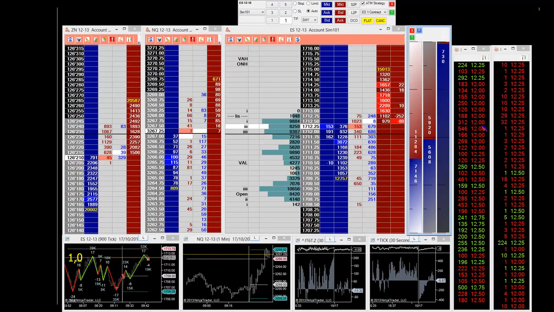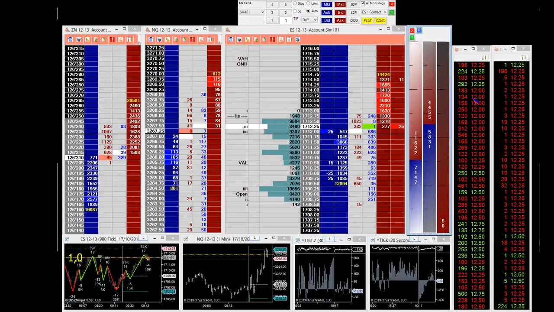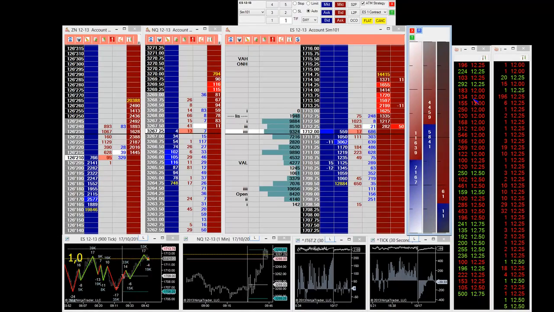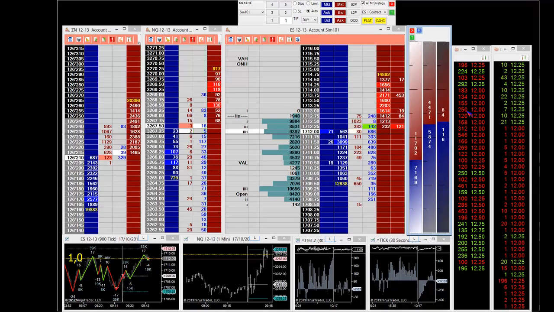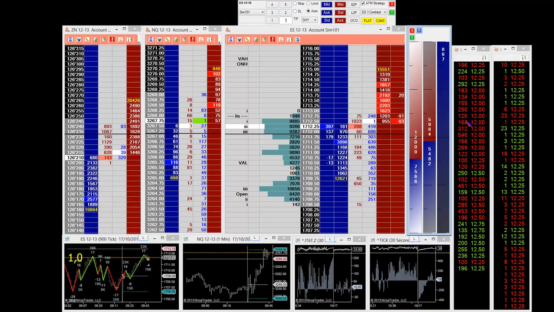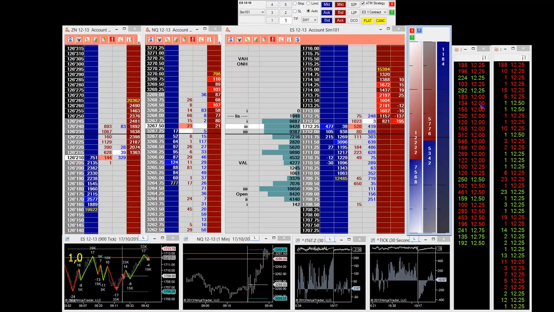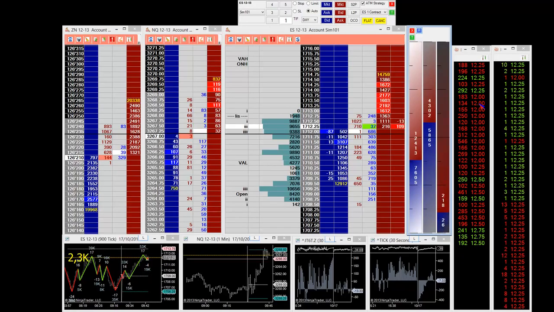I will use the filtered time and sales for contracts larger than 100. And what we can see if we look at that, from 12.25 down to 12, we had a whole series of large trades hitting into the market, large sell market orders, and the market could not move down. So if you're in a short position and you see all of these sell market orders, but price doesn't move down a tick, those sellers are getting trapped.